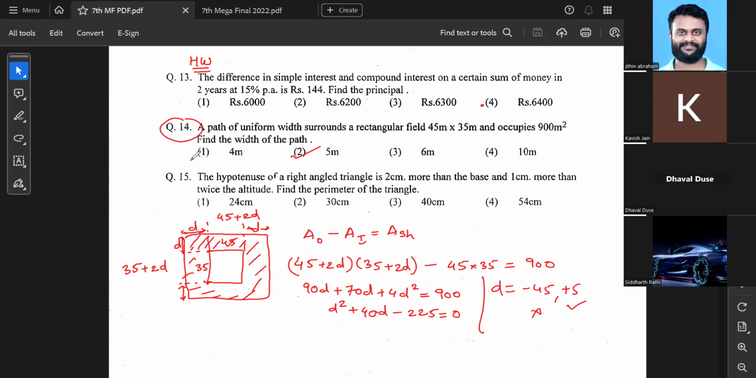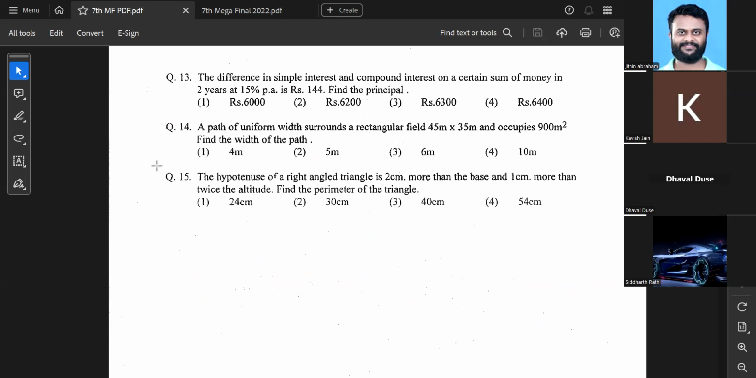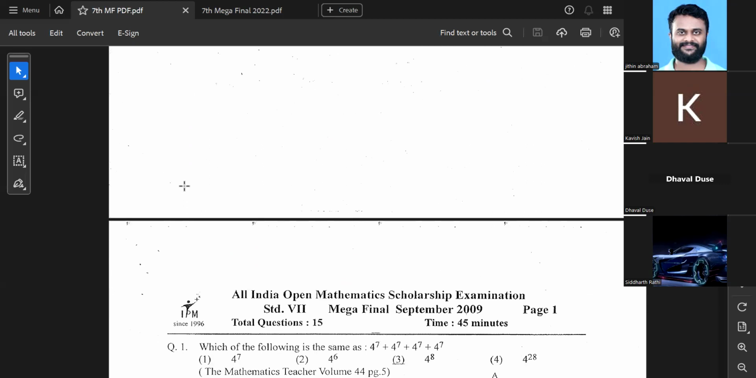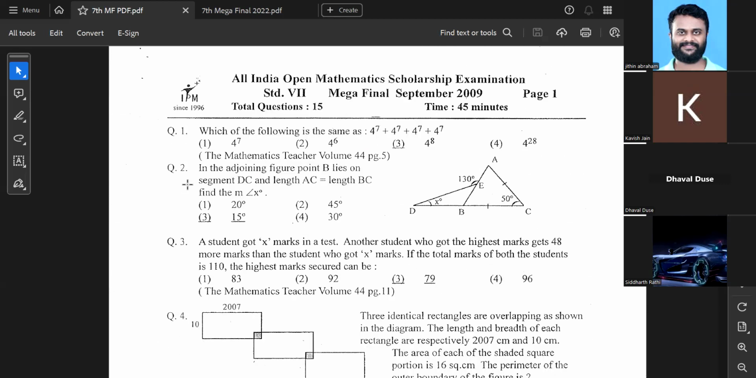Okay, so this question, the 15th question, I'm giving as homework. We'll be starting with the next paper. Before we start with the next paper, I'll give you a 2 minute break. Those who wish to go to the washroom or drink water, you can please do it.